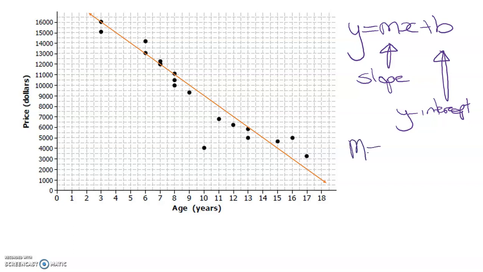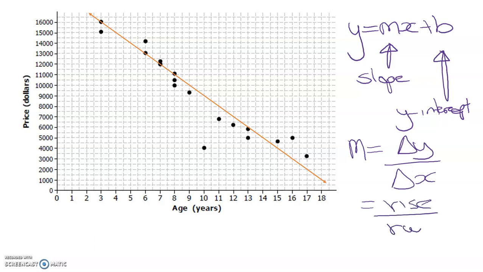Remember that our slope is equal to our difference in y divided by our difference in x, otherwise referred to as our rise divided by our run. You can choose any 2 points for your slope. I'm going to choose this one here, which is 3, 16,000. And I've just got to find another one that is at a corner of a grid line, so it's an actual point on the grid that my line goes through exactly.